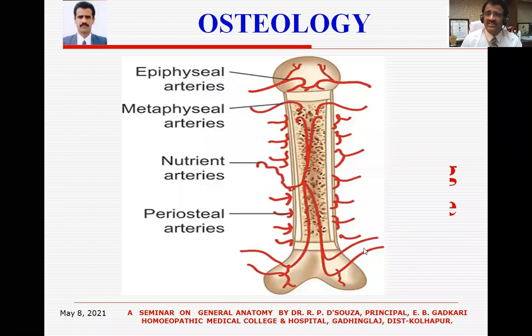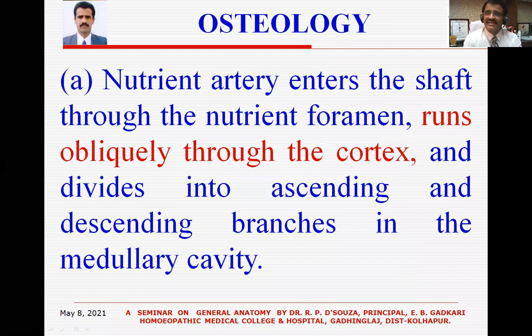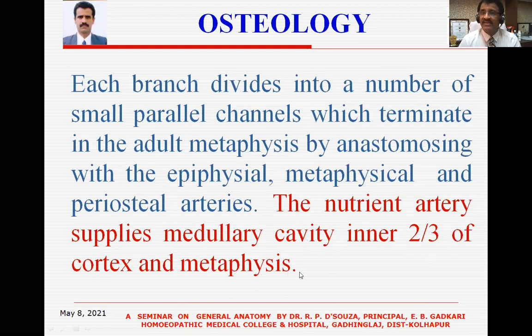Once again, try to understand the blood supply of long bone. It is derived from the following arteries. First one is the nutrient artery. It enters the shaft through the nutrient foramina, runs obliquely through the cortex and divides into ascending and descending branches in the medullary cavity. The nutrient artery supplies the medullary cavity, inner two-thirds of the cortex and metaphysis, and lots of anastomosis is established inside.